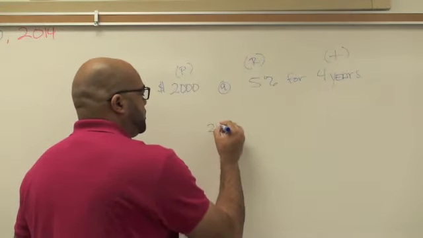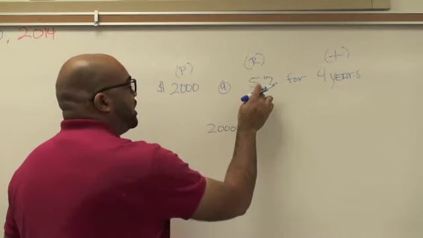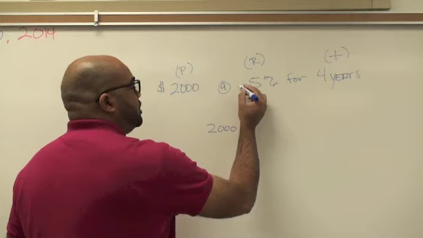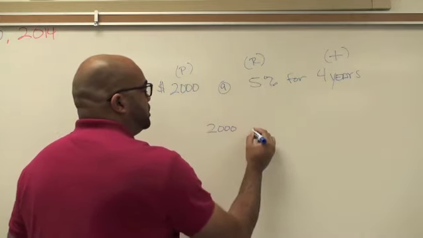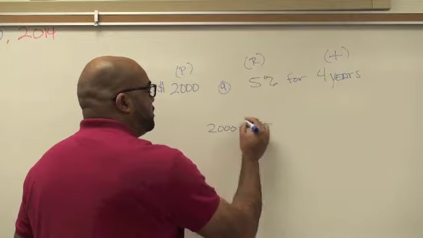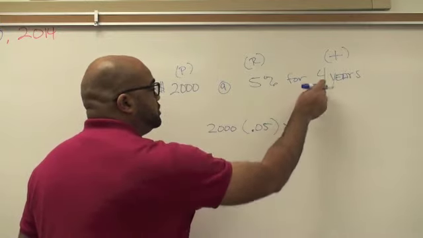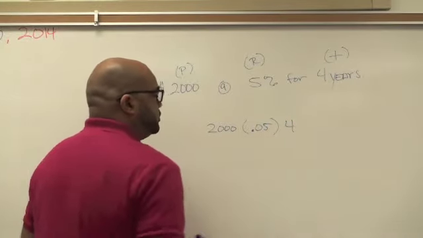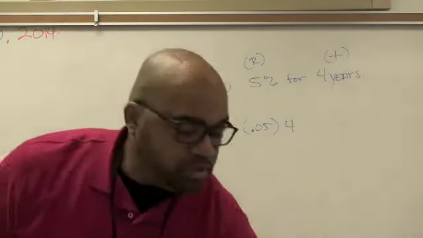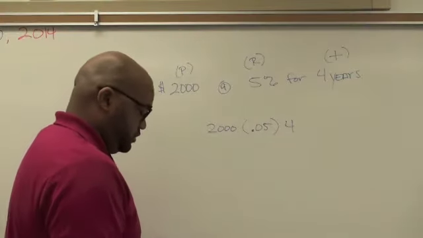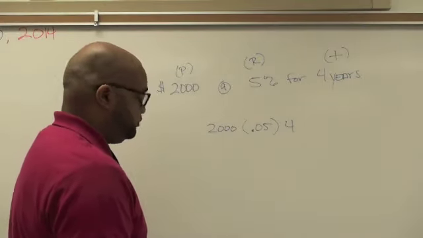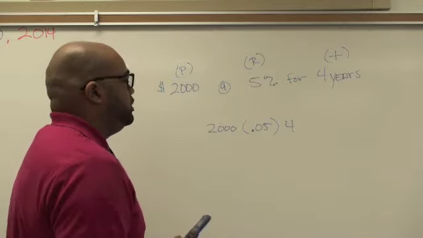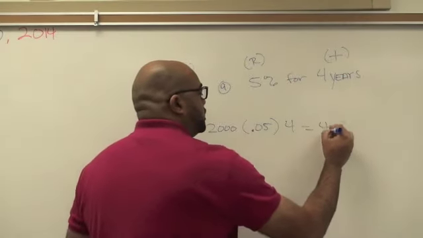So I'm going to take 2,000 times 5%. We want to make this into a decimal, so I'll take my 5, move 1 space, 2 spaces. It's going to be a dot here and a 0, so it's going to be 0.05, times 4 years. So you're going to plug it into the calculator. You can do it by yourself on paper. 2,000 times 0.05 times 4. The answer is going to be 400.